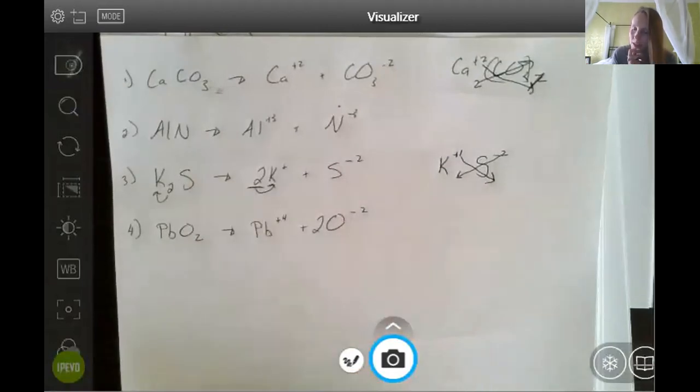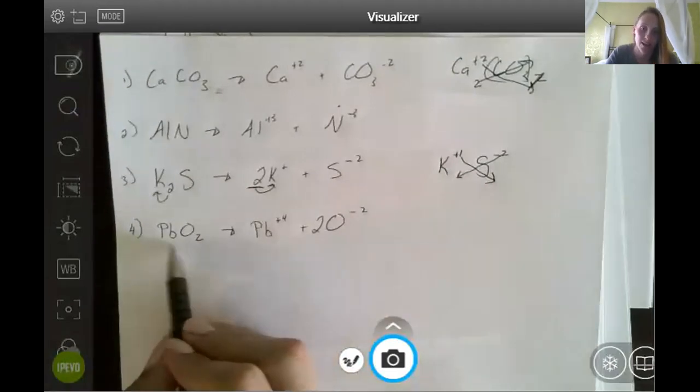And then the last one is probably the trickiest. We have lead oxide here.